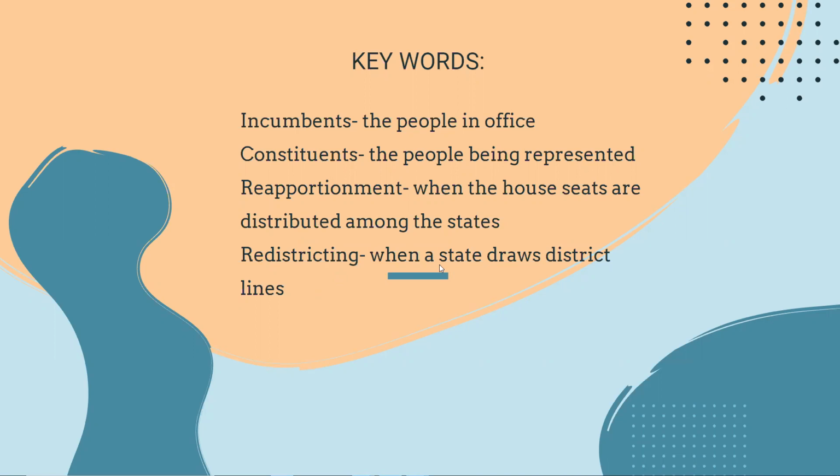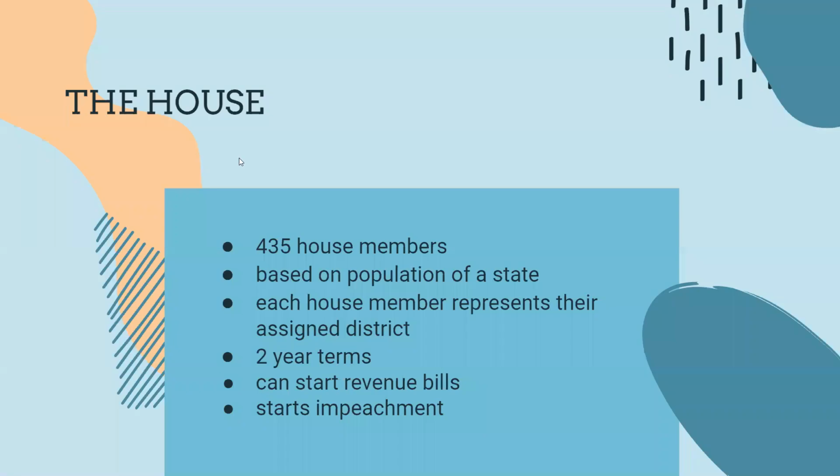It's when the state draws district lines. After reapportionment, they get a specific number of seats, and the number of seats is the number of districts in a state. Like I said before, Maryland has 8 seats in the House, so there are 8 districts in Maryland, and they draw the lines to separate each district. That's redistricting.